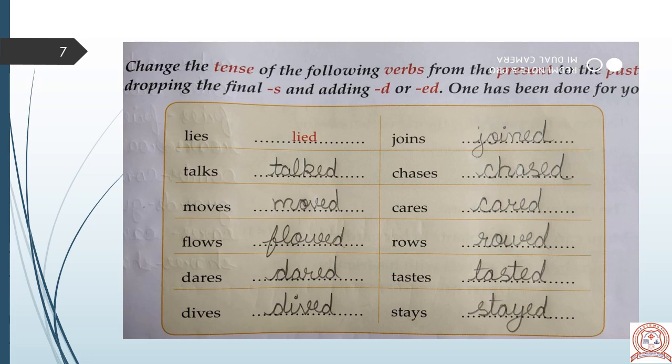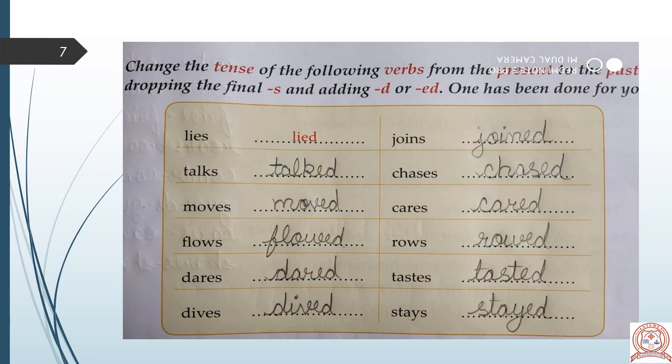First, LIES, lies. So we will remove the S and we'll add D. Lied, L-I-E-D, lied. Next, TALKS, talks. And if we remove S, we will add ED, talked. T-A-L-K-E-D, talked.